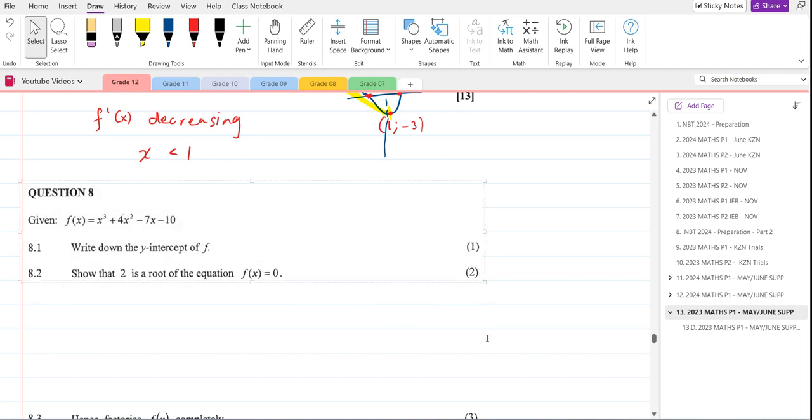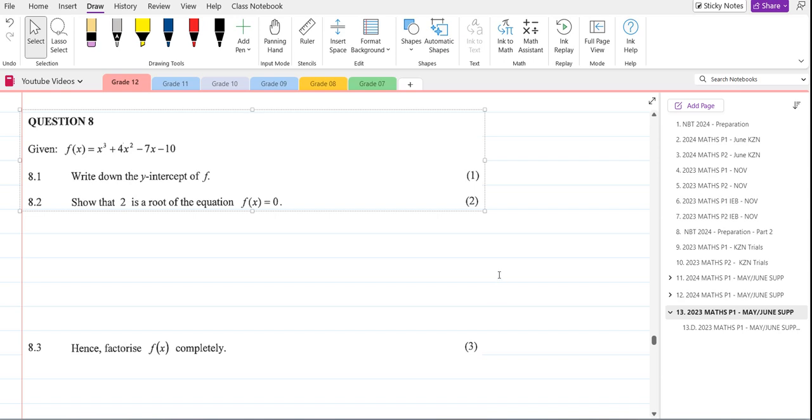So what we have here is f of x. f of x is x cubed plus 4x squared minus 7x minus 10. Write down the y-intercept of f. We just need to write down the value, so it's just the constant. The y-intercept is just negative 10. Let me write it in coordinate form: (0, -10).